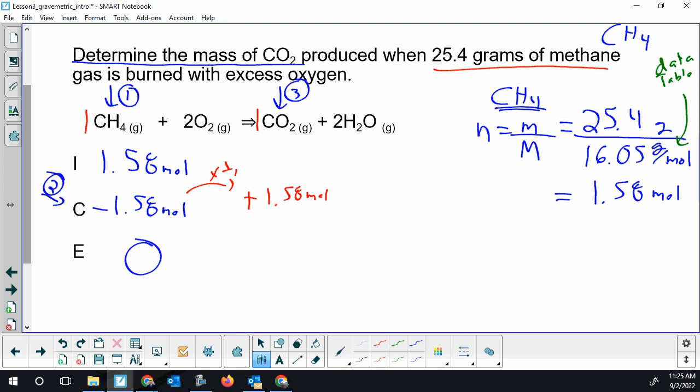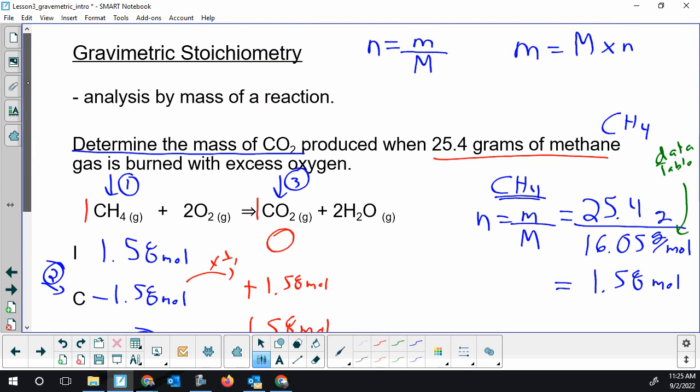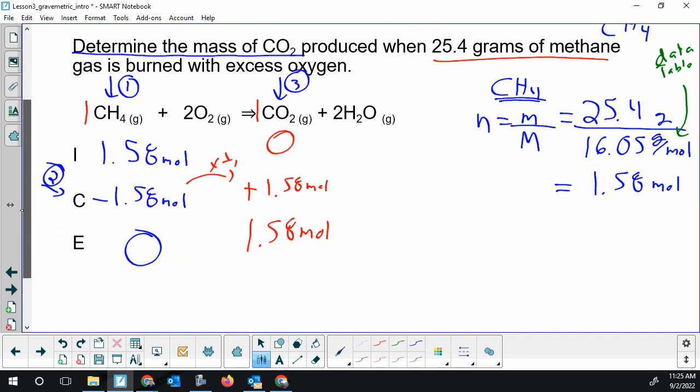Okay. So we must start with 0 CO2. We make 1.58 moles. So we finish with 1.58 moles, and we're almost done. I just have to turn that to mass. I'm going to have to use this equation. I need the molar mass of my product times the moles we just figured out, and we'll have that mass.